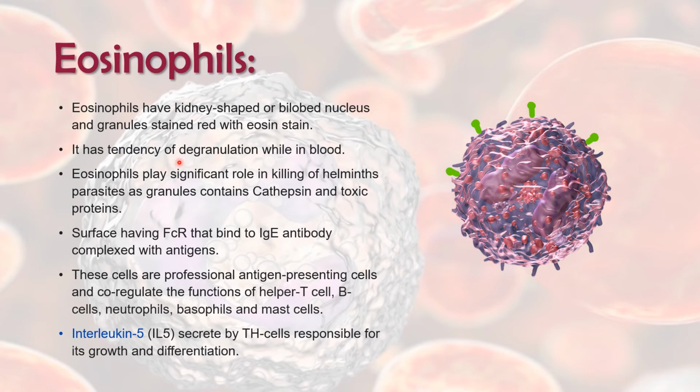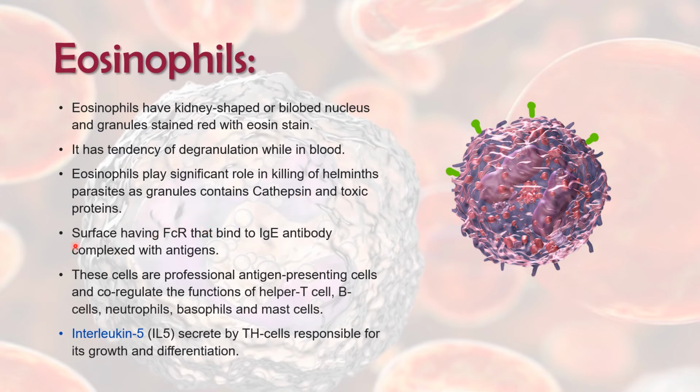It has a tendency of degranulation while in the bloodstream, due to which the number of granules in eosinophils varies. So we can't calculate the number of granules present in eosinophils because it has a property to degranulate while moving in the blood. Eosinophils play a significant role in killing helminth parasites as their granules contain cathepsin toxic proteins.